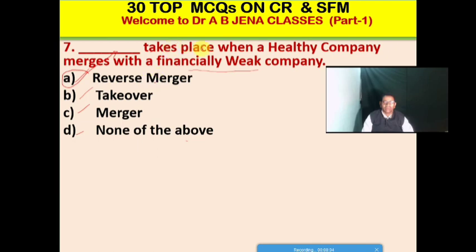So reverse merger takes place when a healthy company merges with a financially weak company. Suppose A is a weak company and B is a healthy company. If the B company is merged with the A company, that is known as the reverse merger. So A is the right option for this MCQ.